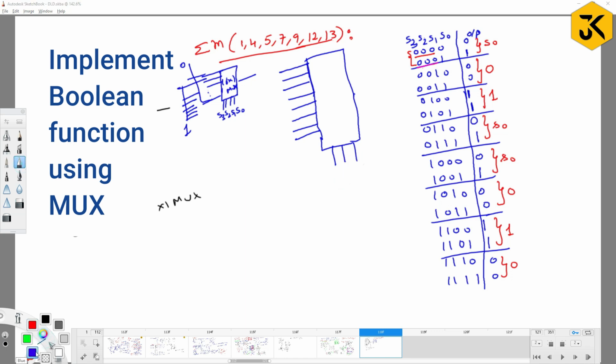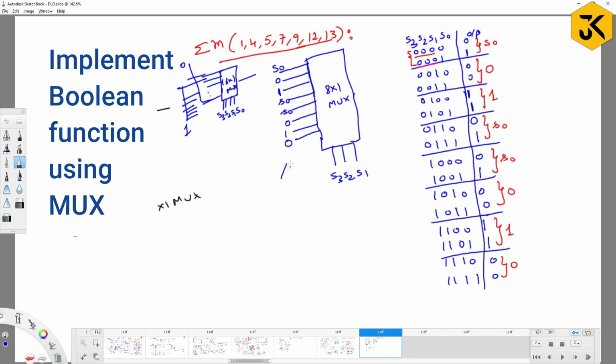So I can change the select lines to S3, S2, S1. Now what might be the inputs for 0? It will be S0, 0, 1, S0, S0, 0, 1, 0. This is the way you can solve it with an 8 by 1 MUX, meaning you can implement a 16 by 1 MUX function using an 8 by 1 MUX.